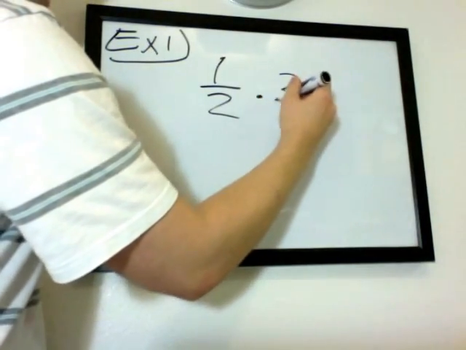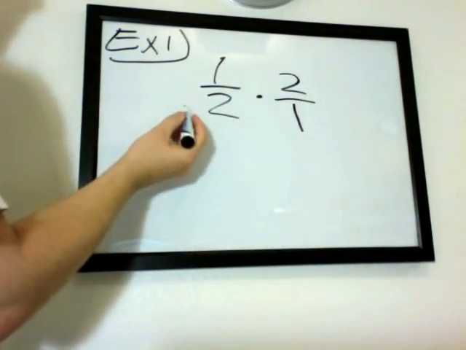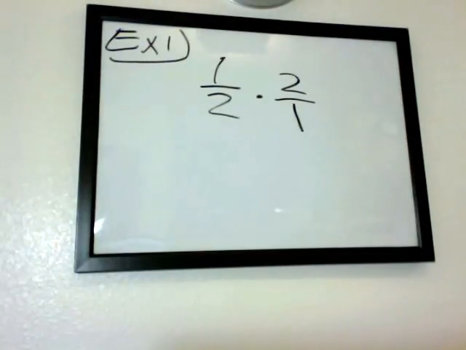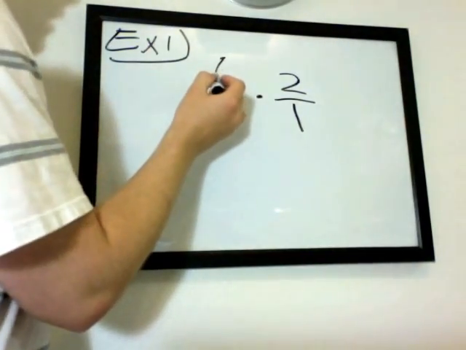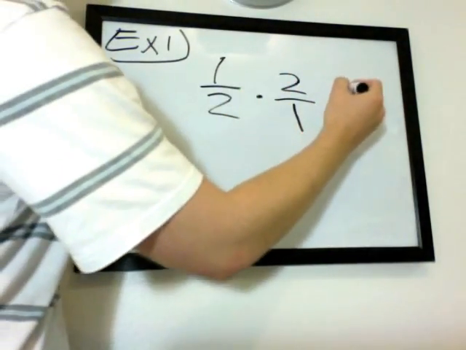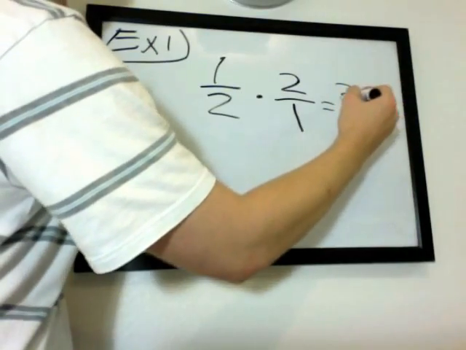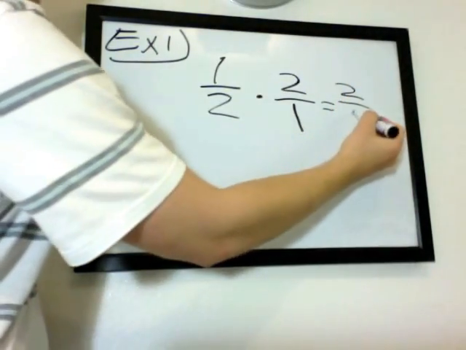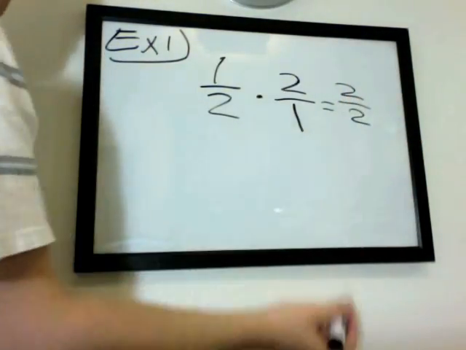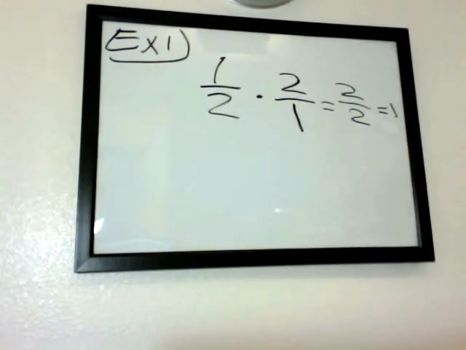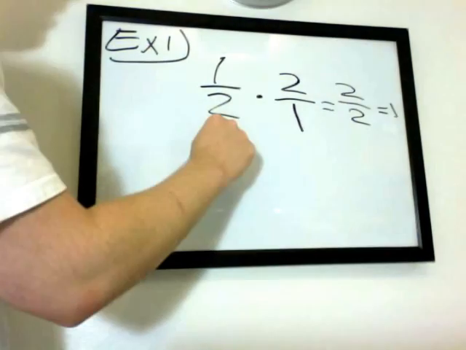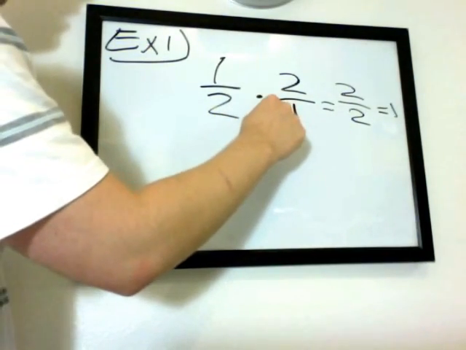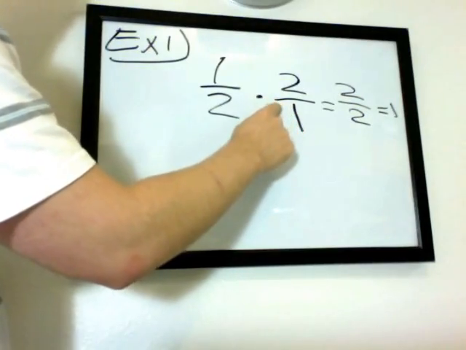So if we multiply this by the reciprocal, this answer should give us 1. So if you multiply 1 times 2, this is 2. 2 times 1 is 2. 2 over 2, that just equals 1. And that's reciprocal. This number here, 2 over 1, is the reciprocal of 1/2.